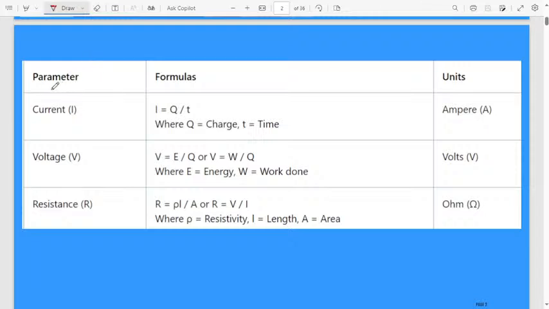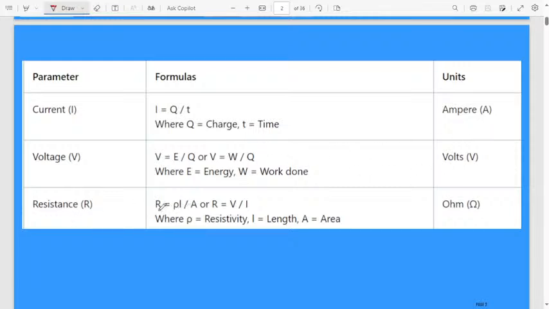Then the remaining formulas based on electric current. What is the formula? I is equal to Q divided by T. Q means charge, T means time. What is the SI unit of current? Ampere. Then voltage, V is equal to E by Q, or V is equal to W divided by Q. Here E is energy, W means work done. The SI unit of voltage is volt.